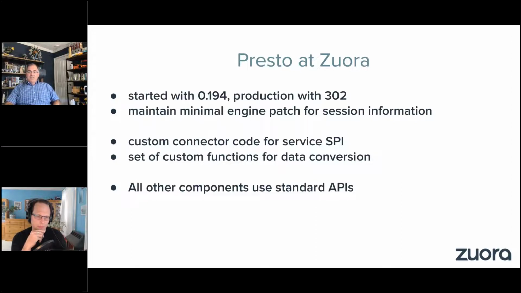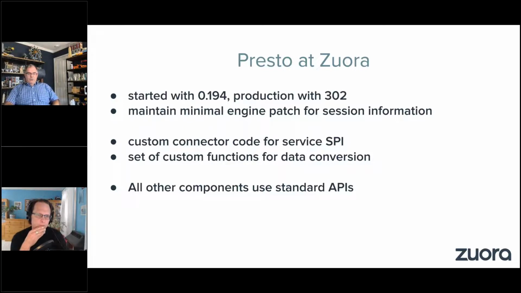As I said, we built a custom connector that integrates with our service SPIs. And we maintain a set of custom functions that we use internally to convert data between the representation in the services and the representations that customers see. Everything else is using the standard APIs. So we plug into the listener infrastructure, we talk JDBC to the Presto clusters.